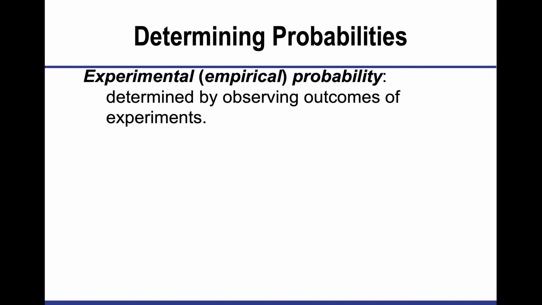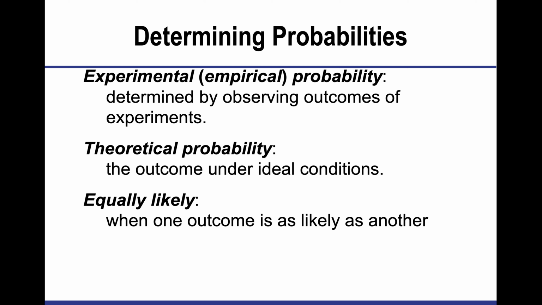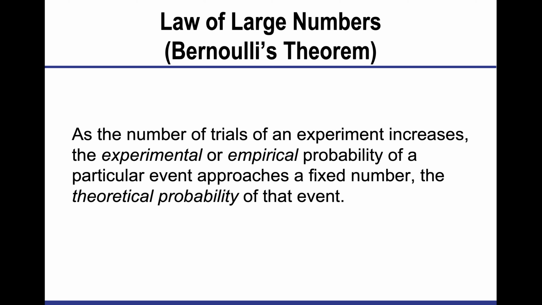So the difference here is this was all in theory. I wasn't actually drawing the slips of paper. Now we're going to look at experimental probability, which is going to be observing the outcome of an actual experiment, whereas theoretical would be under the most ideal conditions. So when you flip a coin, there's things that are in play like friction, air friction. There's a slightly heavier weighted side of a coin. Those kind of things can affect the outcome. So that's why we say theoretical. If something is equally likely, then it means one outcome is as likely as another. And a uniform sample space means each possible outcome is equally likely.